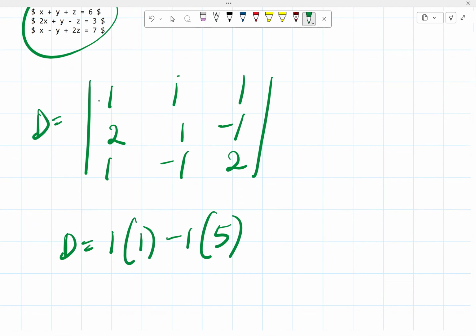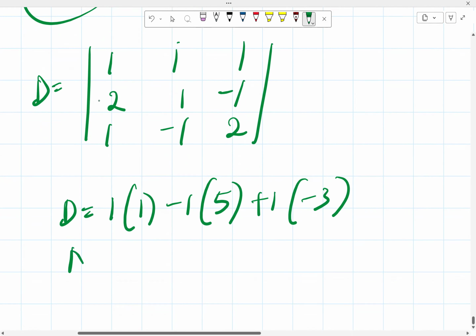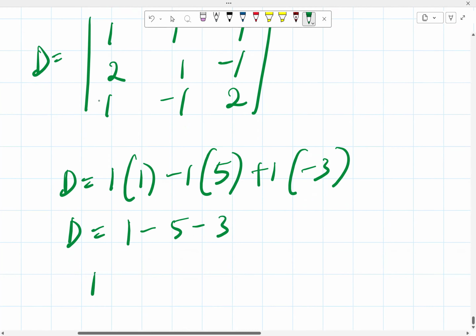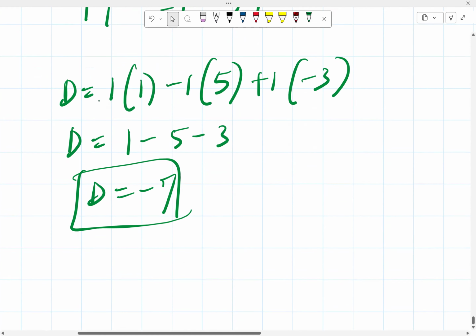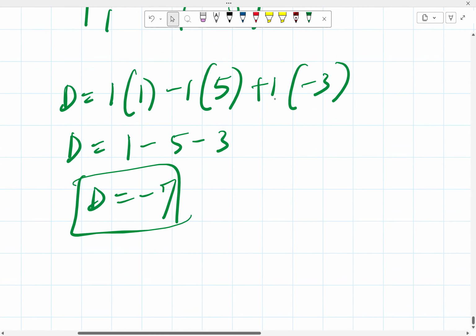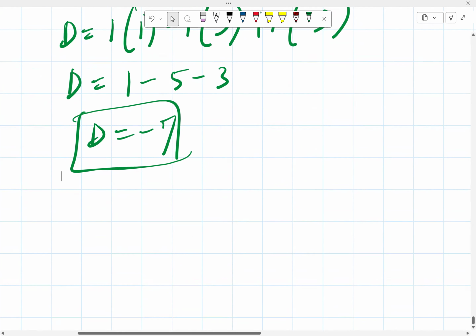This is 5 here. Then plus 1 into, cover this and this. That is minus 2 minus 1, so this is minus 3. So when we tidy that up, we have D is 1 minus 5 minus 3. So that is why D there is minus 7. So that's D.